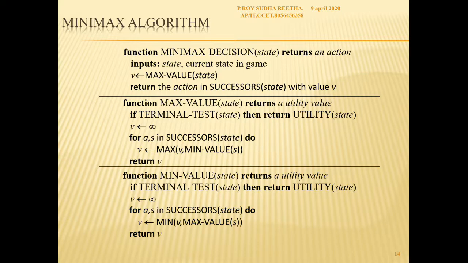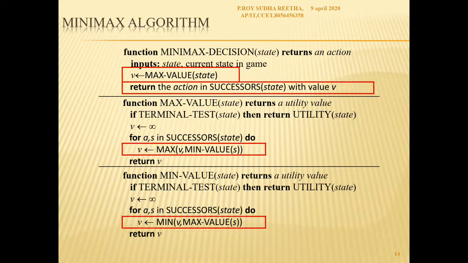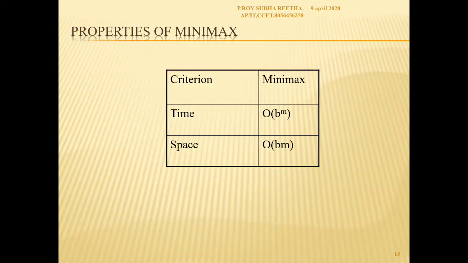The minimax algorithm is explained in detail here. If the function is max value, what are the steps we need to follow, and if the function is min value, what are the steps we need to follow. This is clearly explained in this slide. What are the various properties of this minimax algorithm? Basically, time and space complexity are the two terms we need to concentrate on, along with optimality. O(b to the power m) is the time complexity, and O(b times m) is the space complexity.